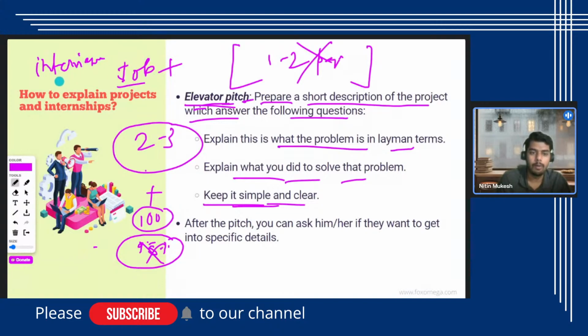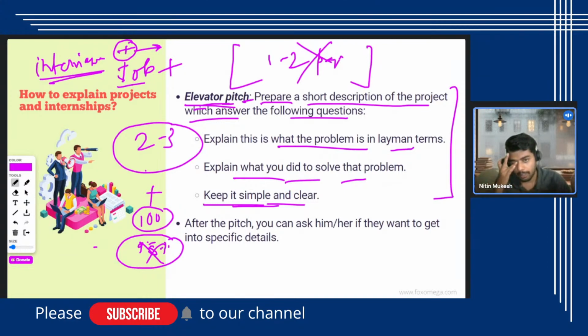Maybe you have solved text classification using some RNN, LSTM, any particular thing. You have to convince the interviewer that you have done this particular thing, and then explain it. After explaining the elevator pitch in two to three lines, you have to ask the interviewer if they want to get into some specific detail, or if you need to explain everything in detail. So don't try to explain everything in the beginning itself. Just do these things by explaining the elevator pitch.